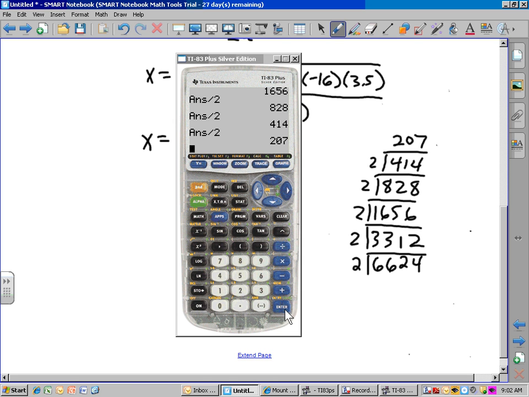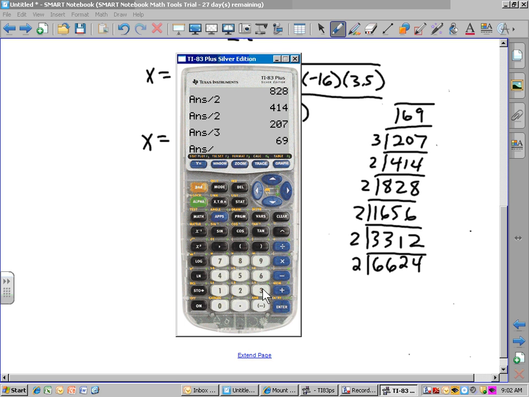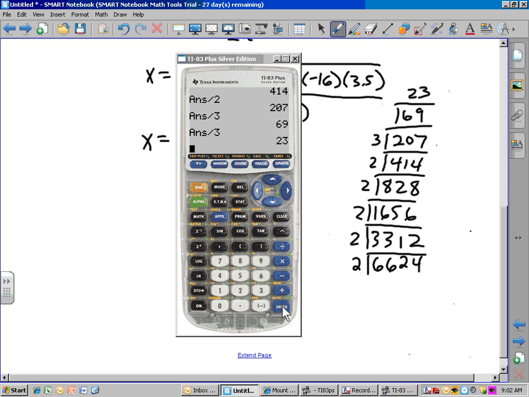Now, this is not ending in an even number, so it's not divisible by 2. Next thing I would do is add up the numbers inside. So we have 207. 7 plus 2 is 9. 9 is divisible by 3, so 207 should be divisible by 3. We get 69, which is 15, so that should be divisible by 3. We get 23. 23 is prime. That's not going to be divisible. So we're done. We've completely broken down the number into all of its factors.